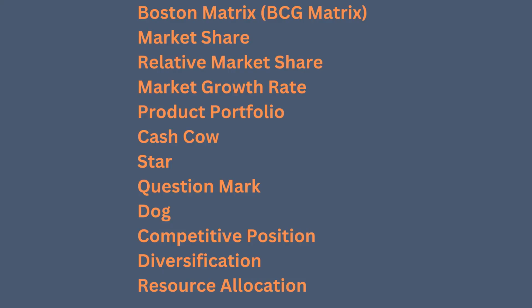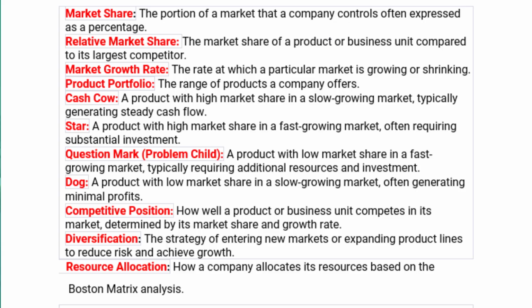So let's come to the vocabulary, and I trust now that you're in a position to be able to use this vocabulary and you would be able to describe this vocabulary. So let's come back to the list. The market share is the portion of the market that a company controls, often expressed as a percentage, but relative market share is the market share of a product compared to the largest competitor. The market growth rate is the rate at which a market is growing or maybe shrinking. The product portfolio is the range of products a company offers.